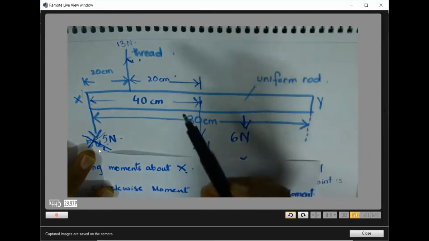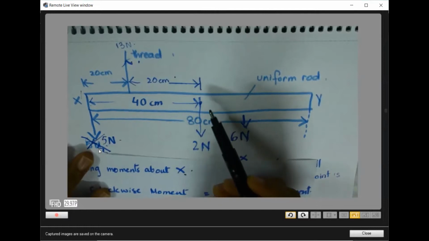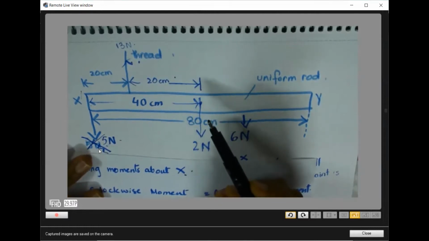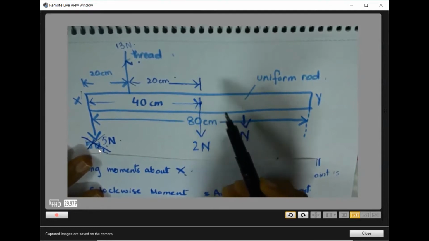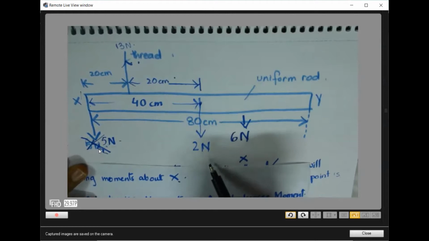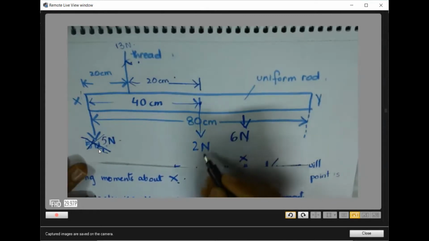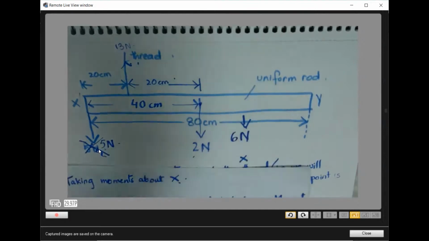Why? Maybe they mentioned in the question to ignore the weight? I don't remember, or maybe 2 Newton is the weight. Is 2 Newton the weight? I cannot share 2 screens at this moment, and I have that worksheet there. So maybe this is the weight. Read the question.